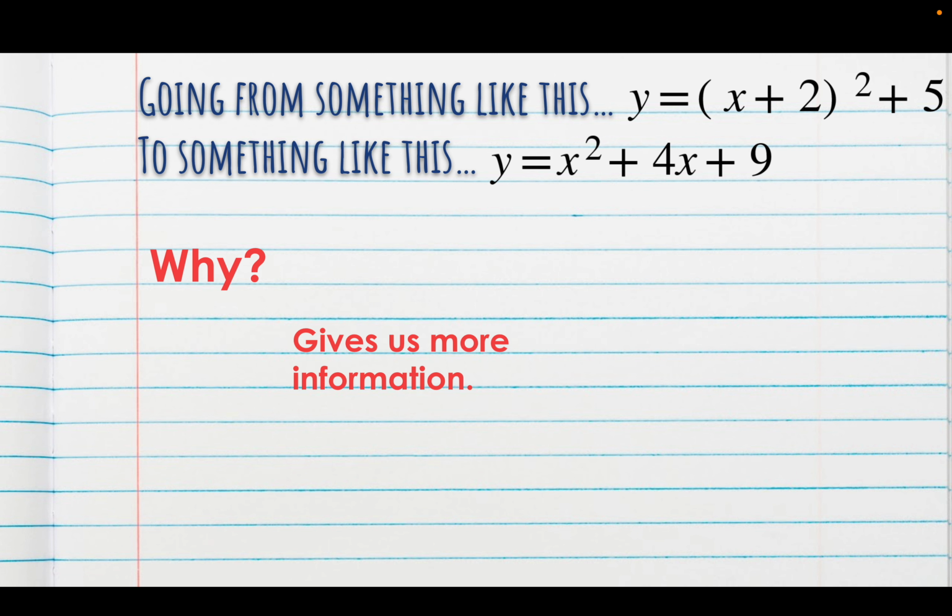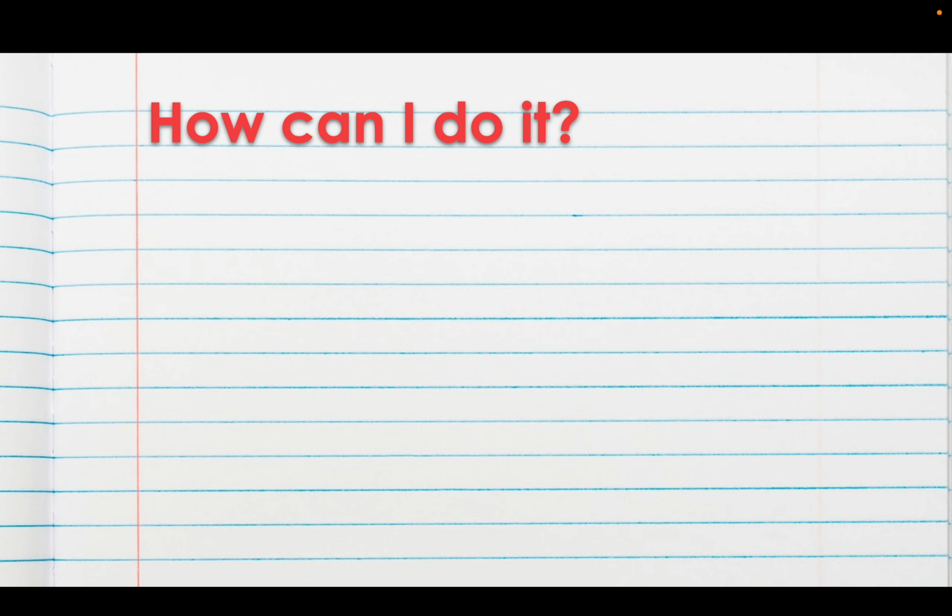So in vertex form, we're able to see our vertex very clearly, but in standard form, we're able to see our y-intercept. So sometimes that can be really, really helpful to be able to convert from one to the other. So how can I do this? Really all you have to do is simplify.